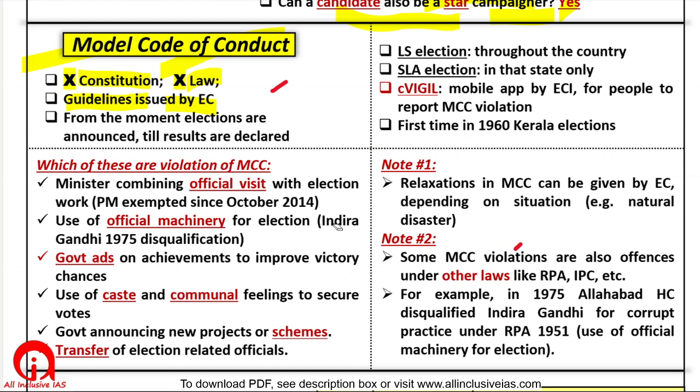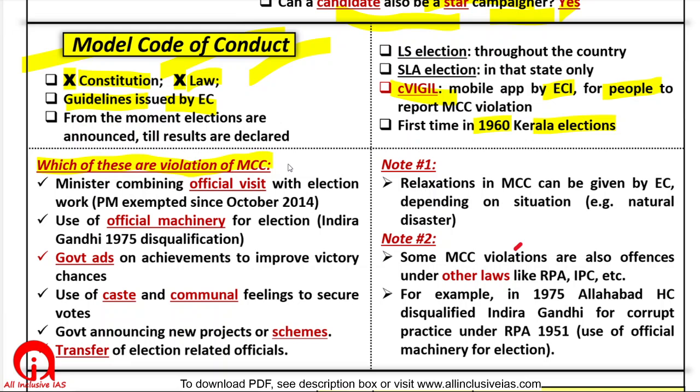Now what is this C-Vigil mobile app? The Election Commission launched this app so that if the general public notices any violation of MCC, they can report it on this mobile app. For the first time in India, MCC was applied during the 1960 Kerala elections. Now in prelims, UPSC can ask which of the following are considered violations of MCC.